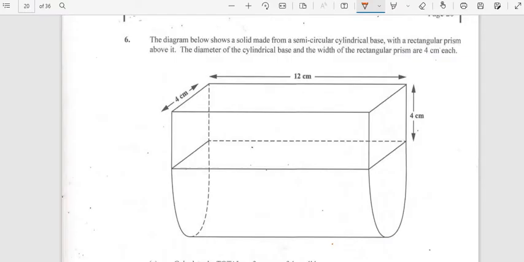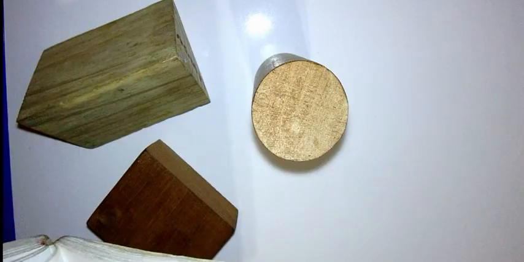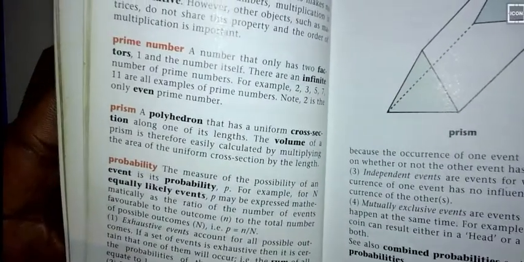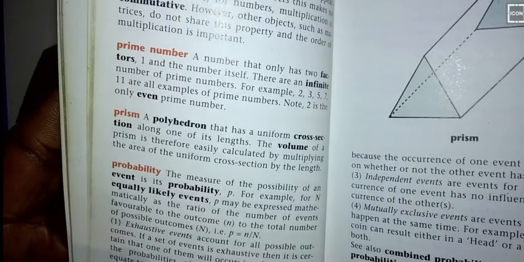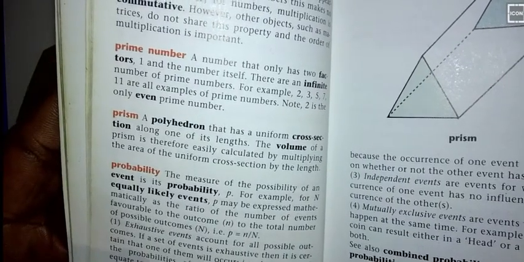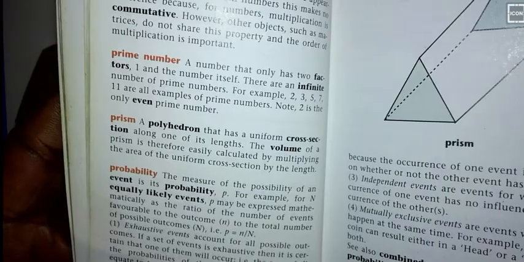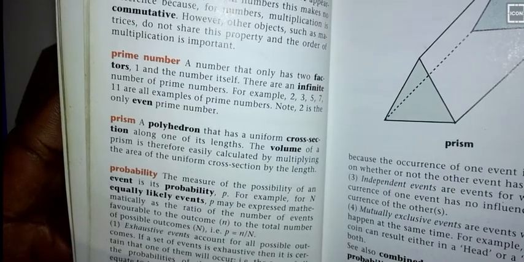Now what is a prism exactly? Now let me just give you the definition for a prism, and you can read it with me. One moment. So what is it saying here? A prism is, it's saying a prism, a polyhedron that has a uniform cross section along one of its lengths.